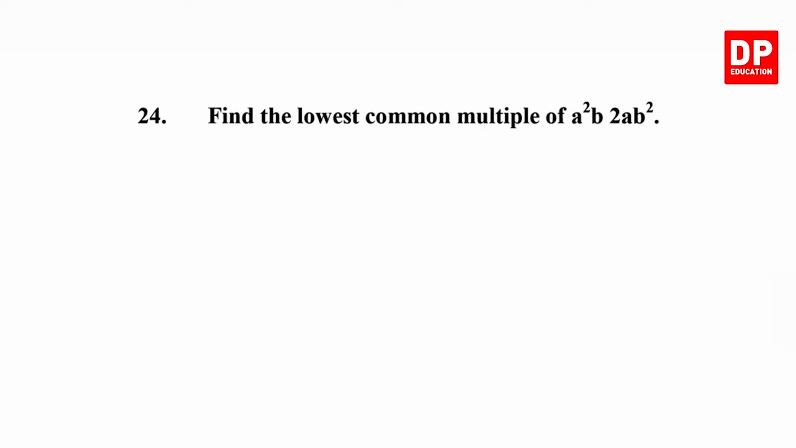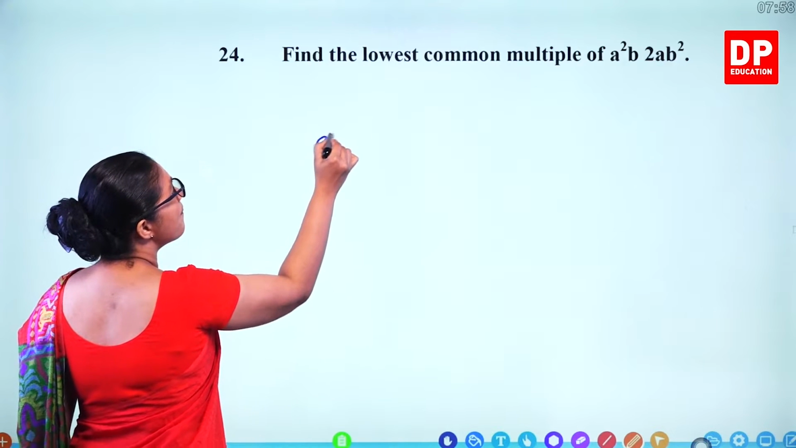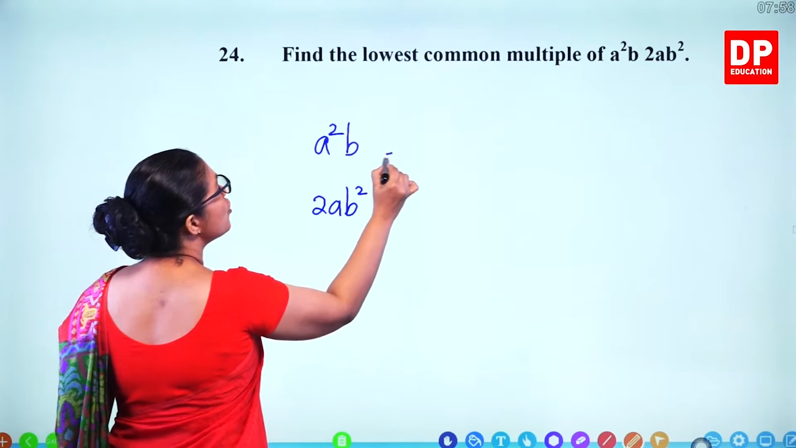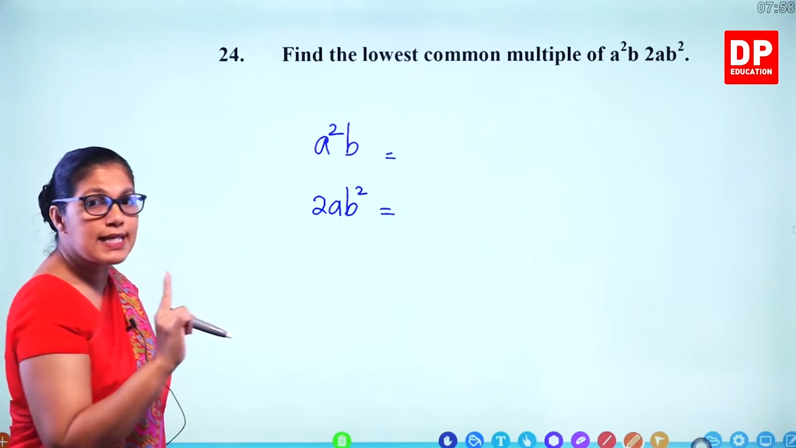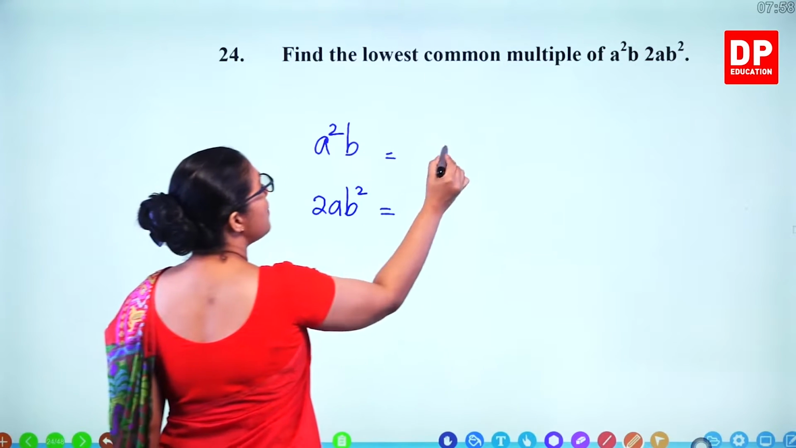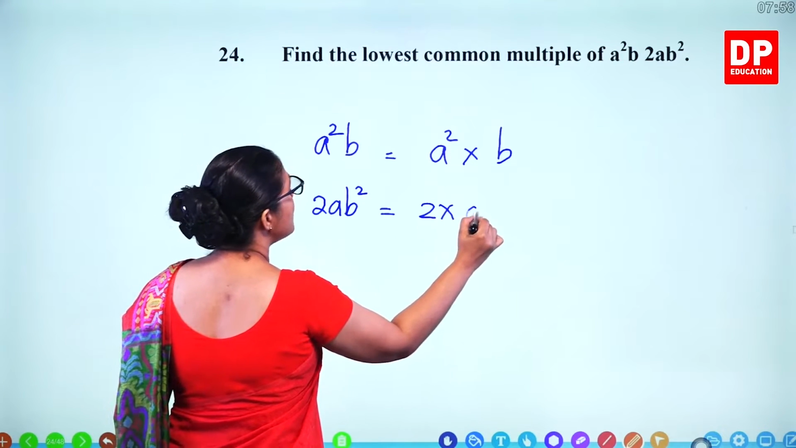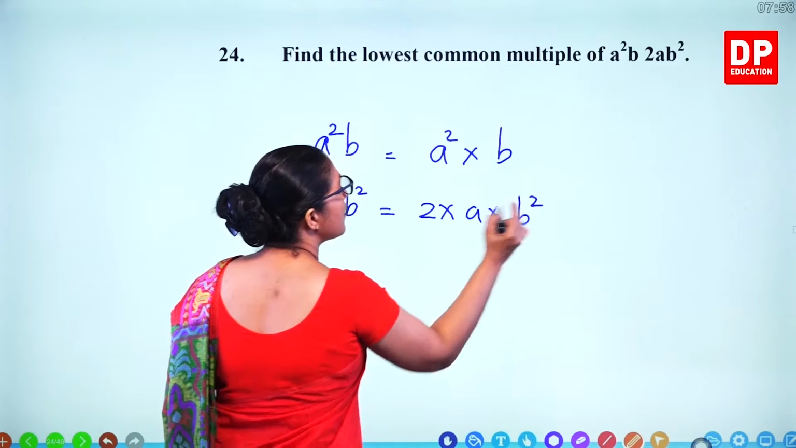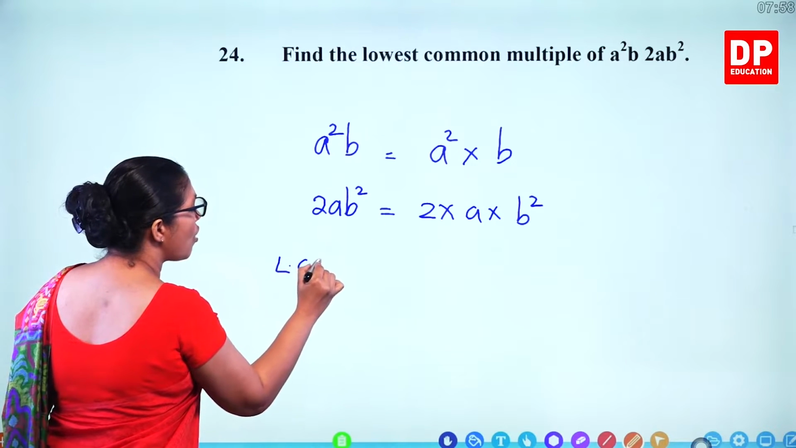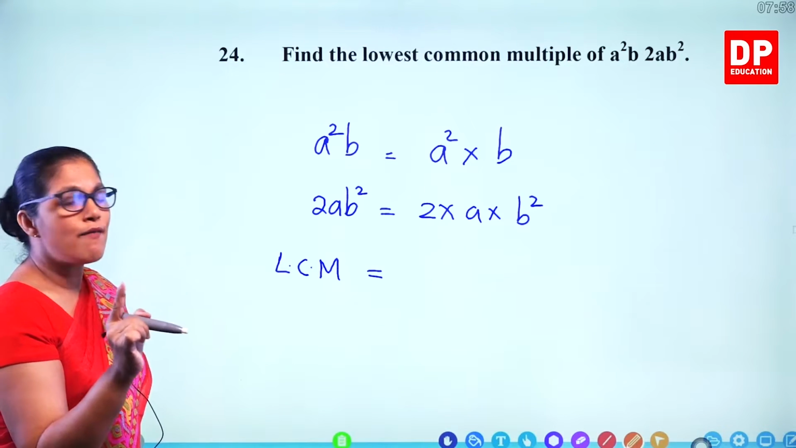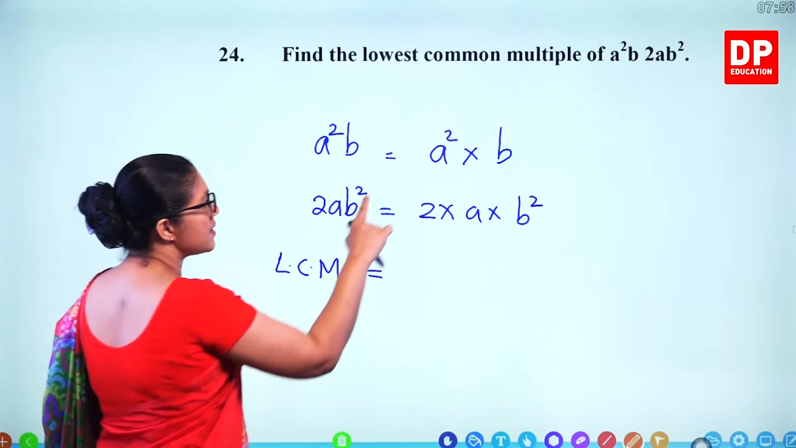Question number 24. Find the lowest common multiple of a squared b and 2ab squared. So what do you do? You find all the distinct factors. A squared b, a squared into b. Here you get 2 times a times b squared. So to find the lowest common multiple, what do you do? You take the maximum power of all distinct factors.